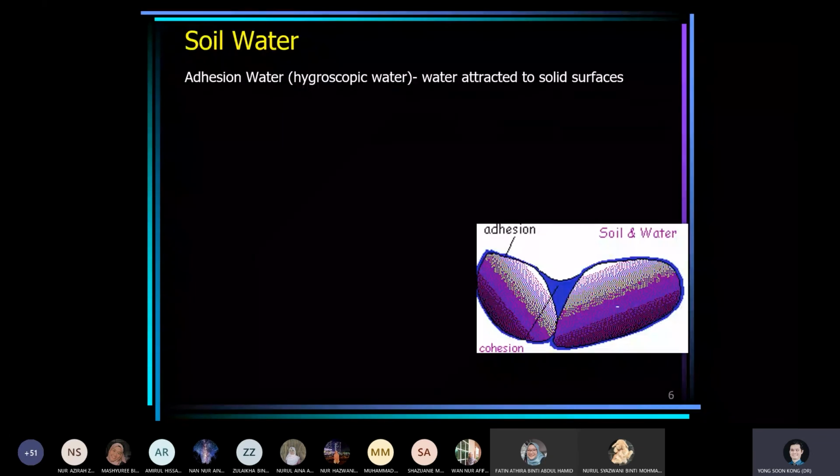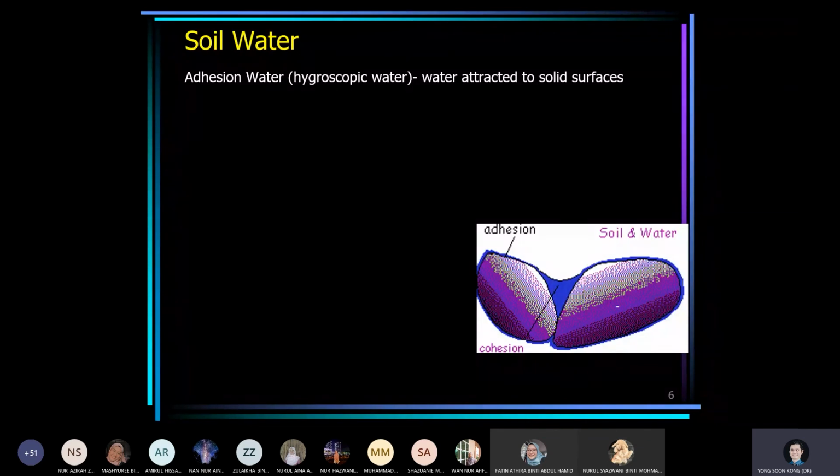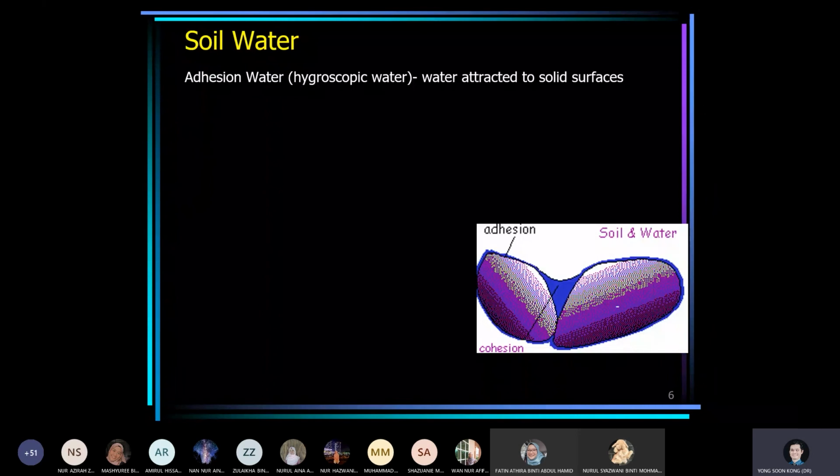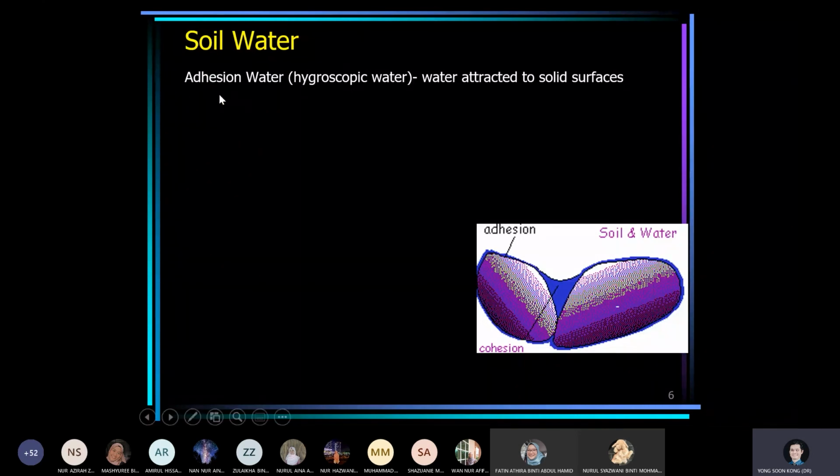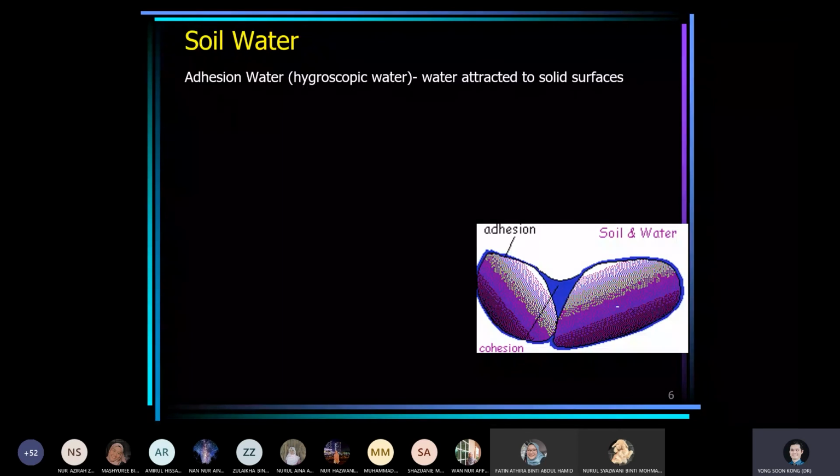Now moving on. Now this is important. How does water interact and where is the location of this water? There are several types of water that we are going to learn today, and number one is adhesion water. Adhesion water means the water that is located exactly on the surface of each soil particle. No matter how big or small the soil particle is, there will be a thin layer of water that interacts.